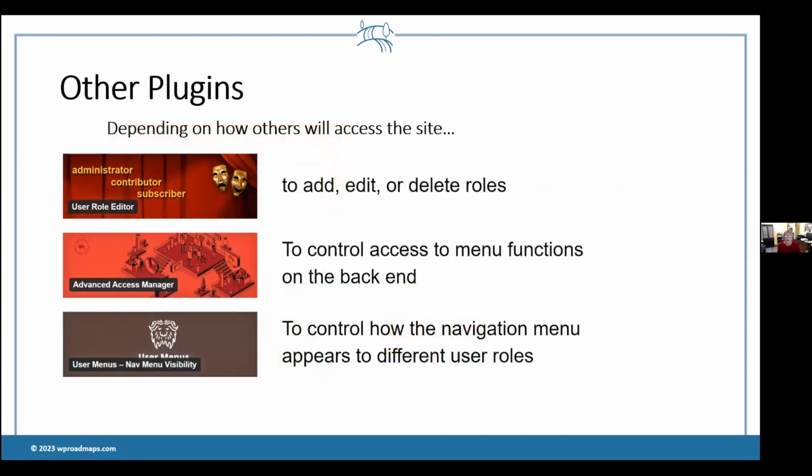And then depending how others are going to access the site, because if you're doing a listing site, typically somebody somewhere is entering new items. Now, often that is somebody externally, like a job posting. So I'm allowed to post to this job board. So I'm going to be posting externally. So you might want to use the user role editor plugin to add, edit, or delete roles. You know, WordPress comes with a set of roles: subscriber, editor, contributor, administrator, those things.